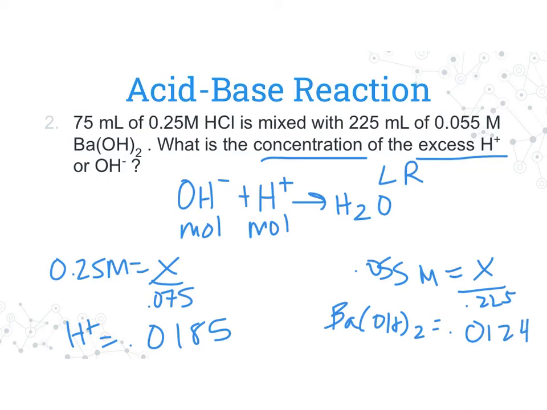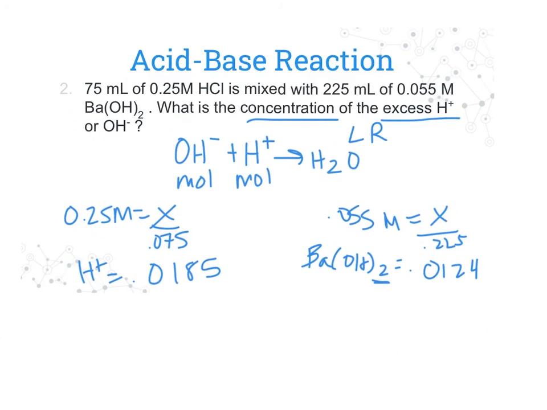And I've got 0.0124. Now because we have 2 OH's, just like we did for normal solutions, if I want to find just the concentration of OH, that's double the concentration of the entire molecule. So I'm going to have to multiply this by 2 to get the OH's. So this is my OH's. And as we can see here, because this is a 1-to-1 ratio, I have extra OH, right? So all I need to do to find out how much extra OH is to subtract.